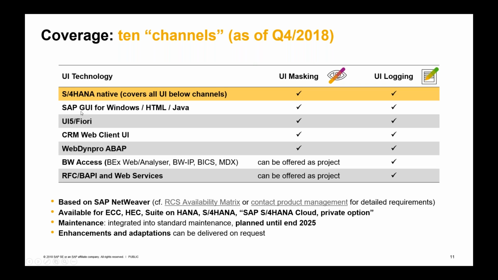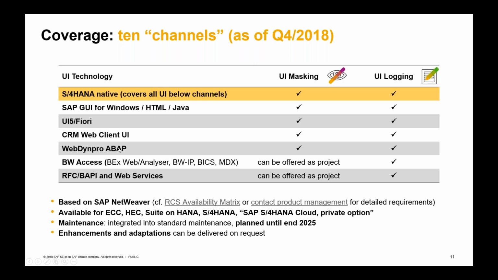How the scenarios are covered or what you require depends on the UI technology by which data are being displayed to users. So most of our customers go for the SAP GUI license. That's of course the workhorse of any SAP system. But also UI5 and Fiori apps, which we can protect, are gaining a lot of speed. In addition, we offer masking in Web Client UI, SAP CRM scenarios, plus Web Dynpro ABAP scenarios.